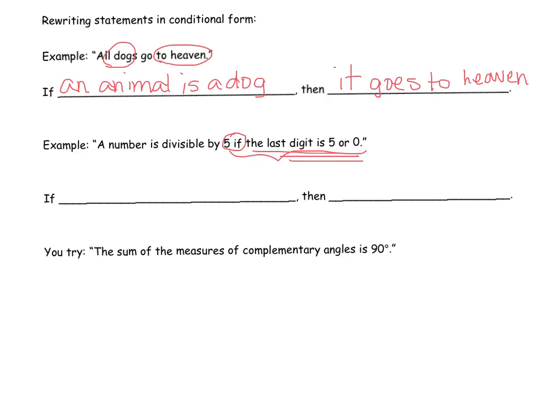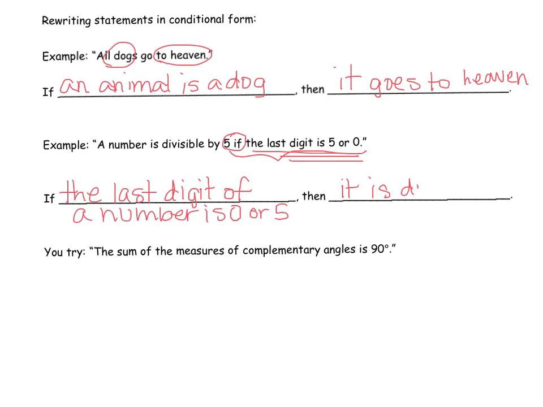So if the last digit of a number, because we can't just say if the last digit, that doesn't make sense. If the last digit of a number is 5 or 0, then it, or the number, is divisible by 5.